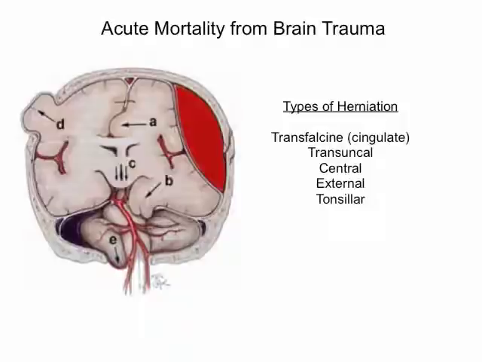You can be transfalcine. It can be transuncal when you begin to push down into the posterior chamber. Central, when actually the whole center portion of the brain tries to squeeze on down. External, which in our case we can actually use therapeutically, as you'll see in a little bit. And finally tonsillar, where actually a chunk of the cerebellum is trying to squeeze on down into the spinal canal.